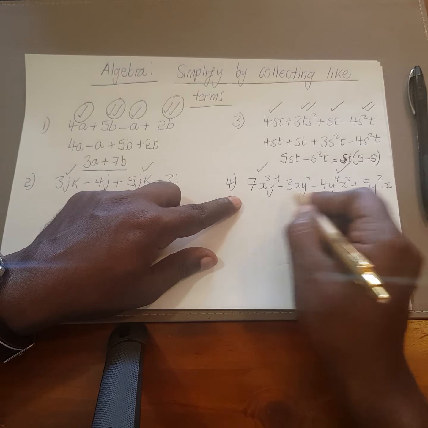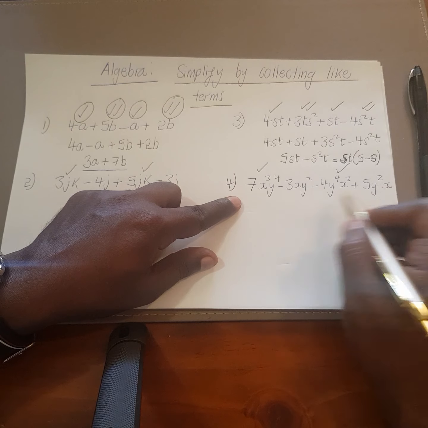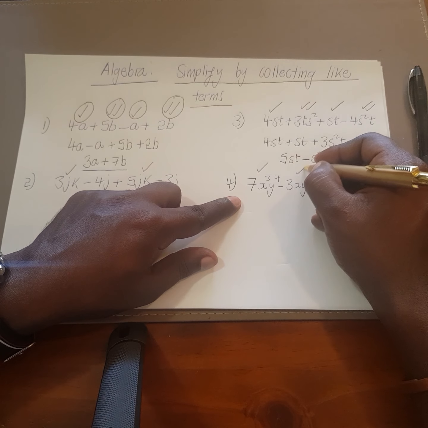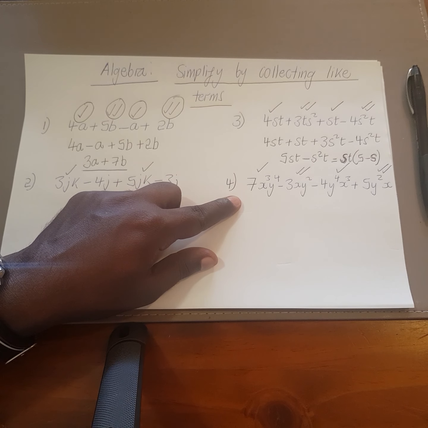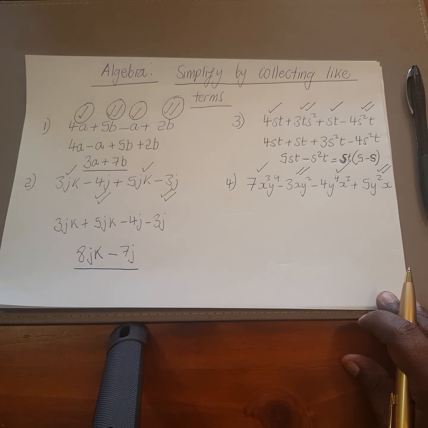Let's look at the next one. Negative 3xy to the power 2 and 5y squared x. So if you look carefully, they're actually the same thing. They've purposely jumbled it up to confuse you. So that becomes another like term. And then what I'll do is I'll put x and then y. We're following the alphabet.